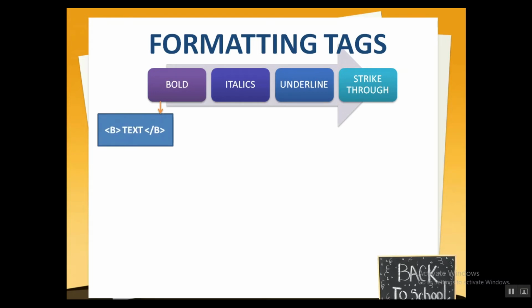How you will use bold? First, you will write B in the angular brackets and then whatever text you want to make bold. And after typing the text, you will close the bold tag with the help of the slash sign. Same way, the italics will work. The italic tag is I, and whatever is placed between I and slash I, that all will appear in the slanting manner. That will be italicized.